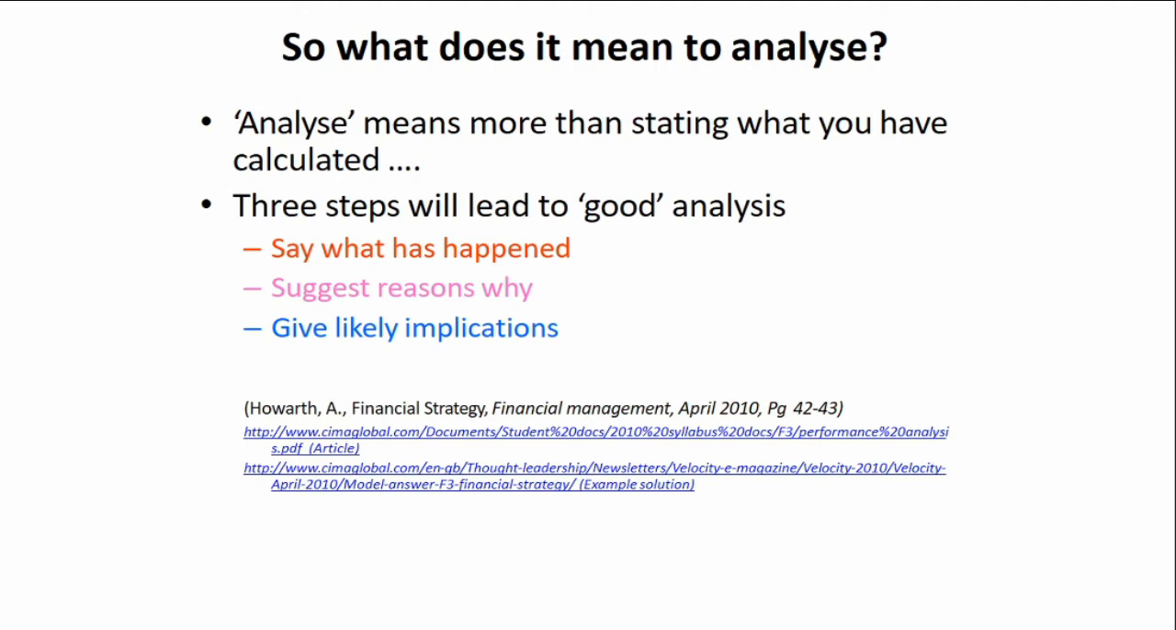Then we are going to suggest reasons why the ratio has moved. Here we will need to dig into the ratio and see what the ratio is made up of, and we will want to assess why our ratio has moved. The scenario could also give you an indication as to what is happening in the background, and this could also give reasons why the ratio has moved. The last step is to give likely implications. Here we will assess the likely implications for the company and what the analysis of our ratios could mean for the company going forward.